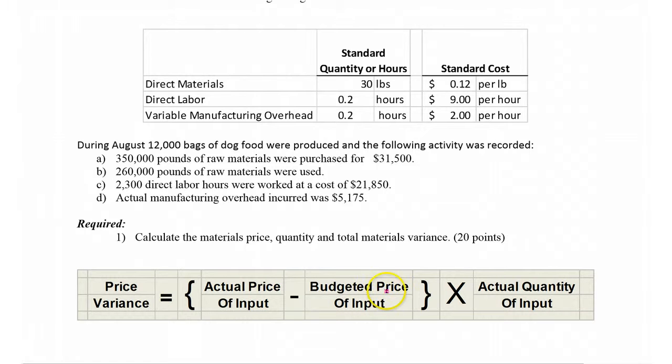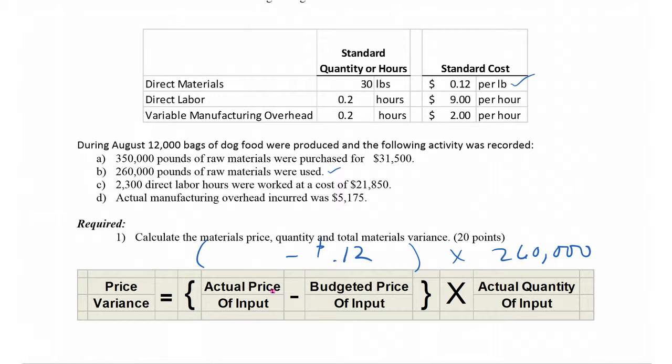So the budgeted amount is this thing here, this 12 cents. That's our standard cost. Our budget and standard are the same. It's what we expect to pay. Our actual quantity of output tells us that we actually used 260,000 pounds of materials. The question we need to figure out is what's the actual price, because that's not given to us.